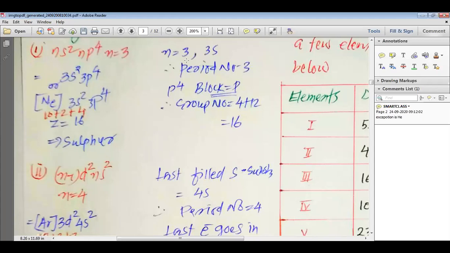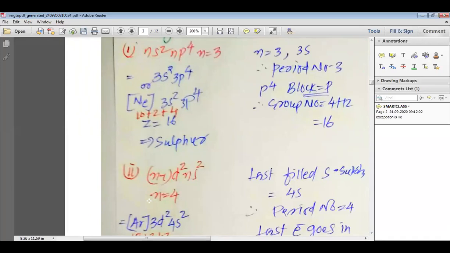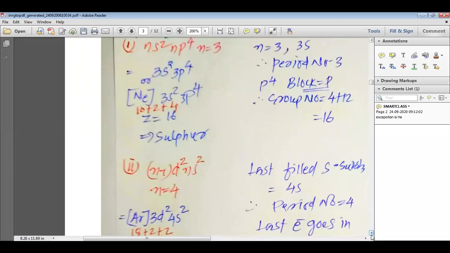Now you can see that here n is equal to 3 and the outermost s orbital which is filled is 3s. So we can say that the period is 3, and the last filled electron goes to the p orbital, and that is why the block is p. We know that if the element belongs to the p block, then its group number would be 12 plus the number of electrons in p. So here the group number is going to be 4 plus 12, that is 16. This is how, my dear students, from the electronic configuration we can determine the position very easily, very comfortably.